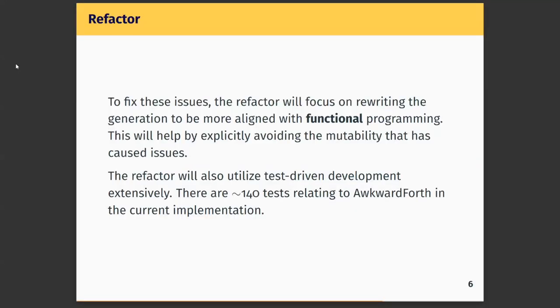So let's discuss the refactor. To fix these issues, particularly the main culprit, which is the excessive mutability, we're going to focus on making the code generation align more with functional programming. That will inherently avoid the mutability by the nature of functional programming, because we're focusing on pure functions with no side effects. We want to avoid as much mutability as possible. We may not be able to get it to 100% non-mutable, but the goal is as much as possible.